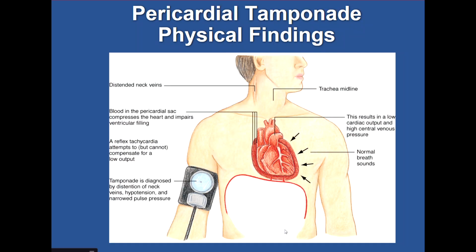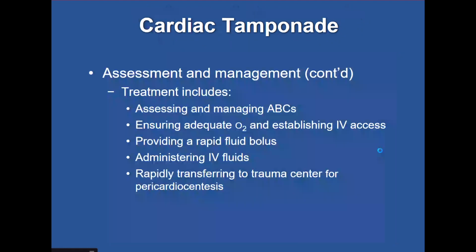All right, and this just shows you a picture of what we're looking at. So that sac around the heart fills up with blood. You get blood backing up because it can't fill this heart, so you get JVD. You start to get changes in your ECG. Your patient's going to appear shocky because of that reduced cardiac output, and you may have muffled heart tones.